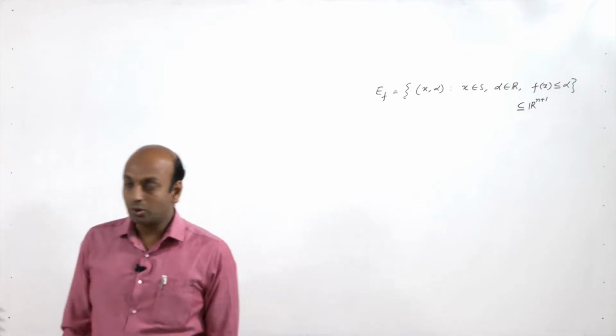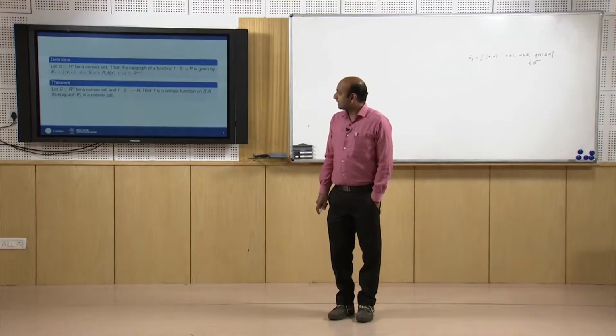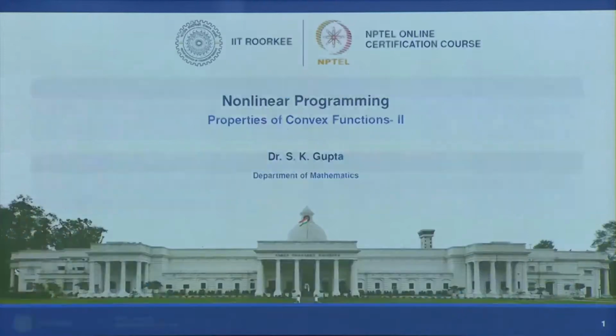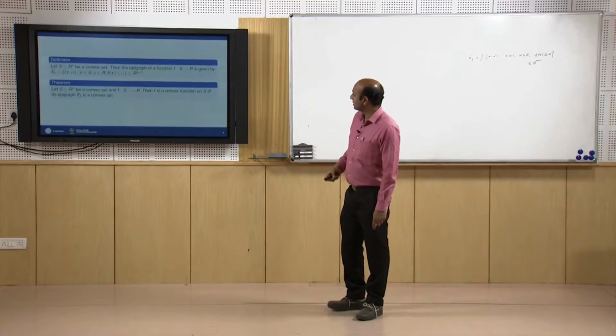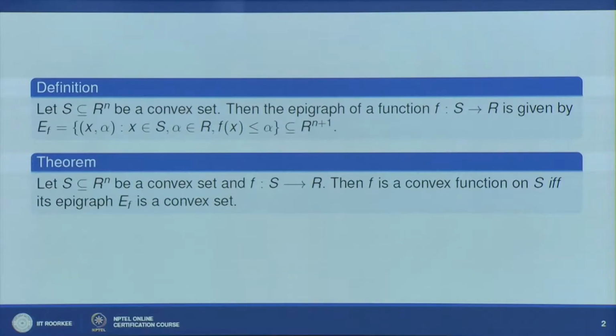Now, the next theorem states that if S is a convex subset of R^n and f is a function from S to R, then f is a convex function on S if and only if its epigraph E_f is a convex set. So, this is the next result: f is a convex function on S if and only if its epigraph is a convex set. Now, how to prove this?